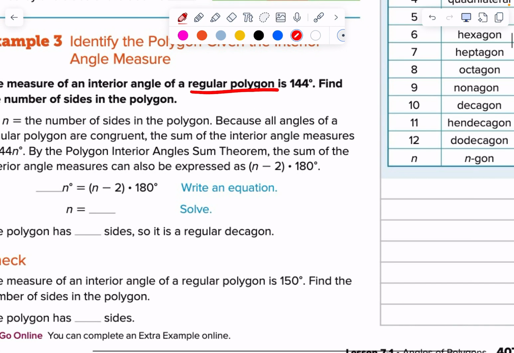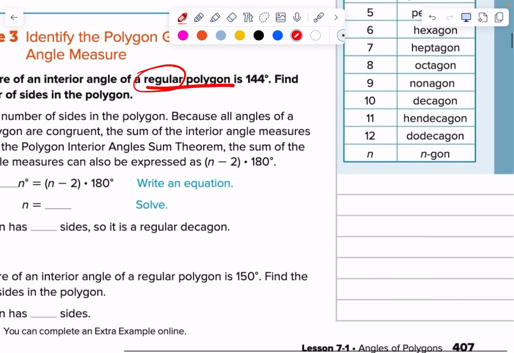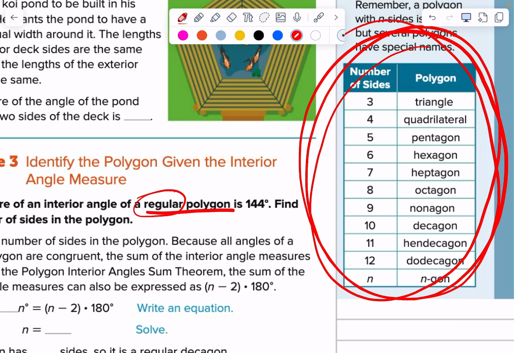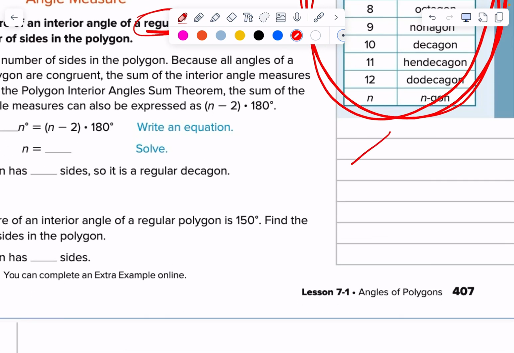All right, here we go. The measure of an interior angle of a regular polygon is 144. What does regular mean? Equal. They're all the same. They have this little guide over here, which we just filled out. I have no idea how many sides this regular polygon has, but I know that each angle is 144. This is going to be the hard part. You're not going to know what to do because you're not listening.